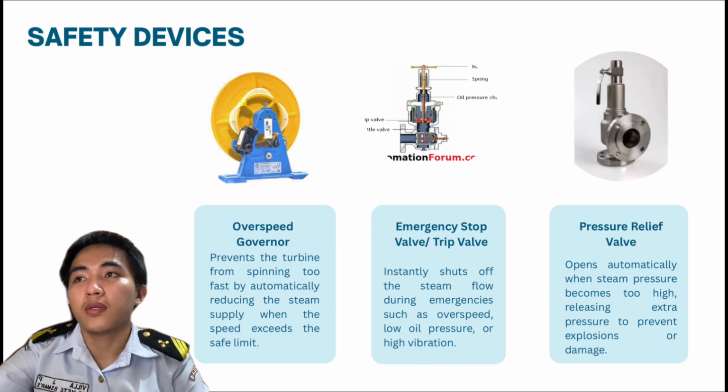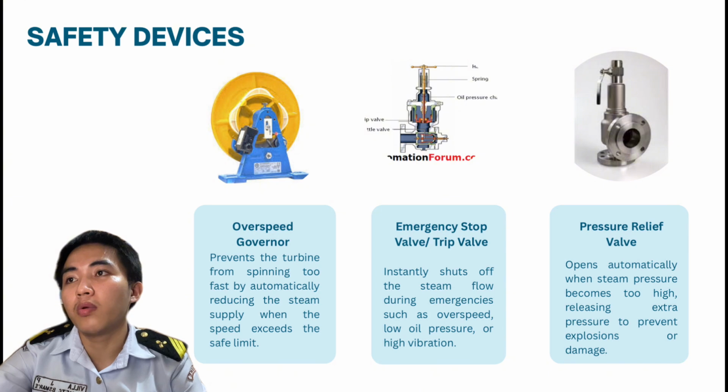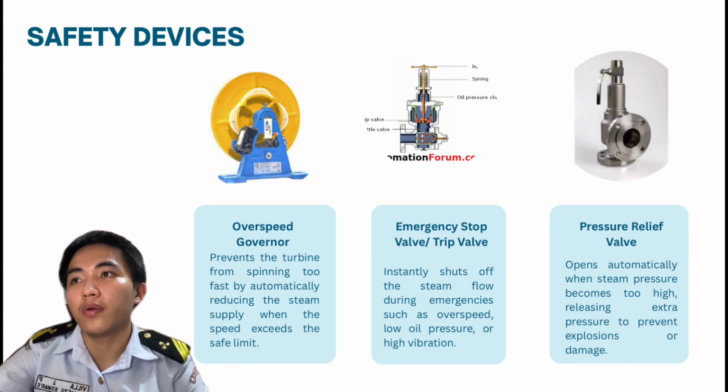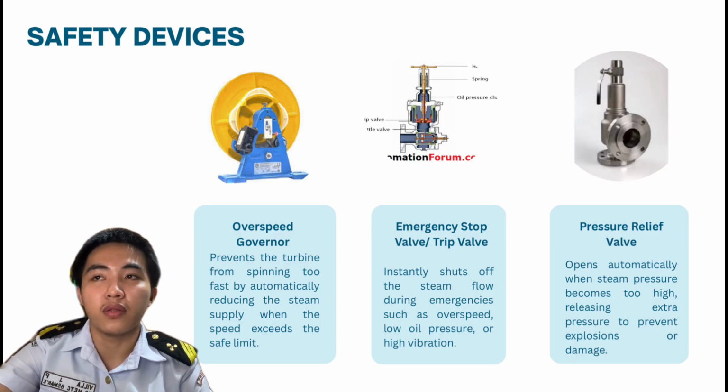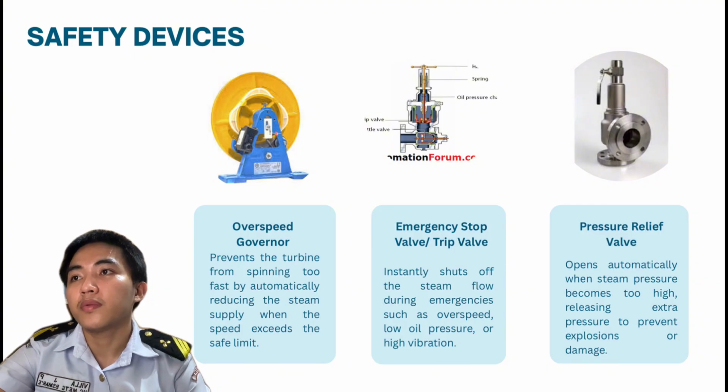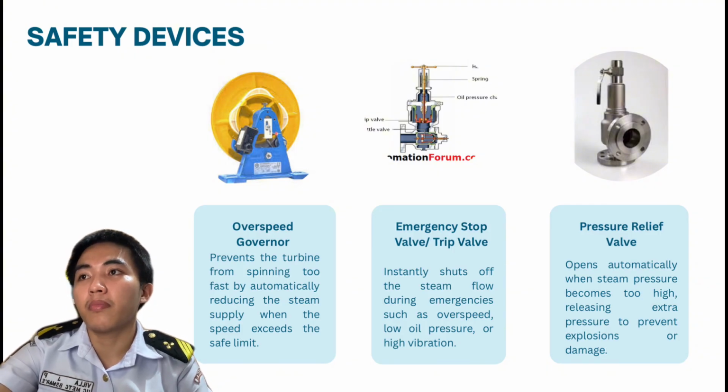Safety devices. Number 1, overspeed governor. What is an overspeed governor? It prevents the turbine from spinning too fast by automatically reducing the steam supply when the speed exceeds the safe limits. Number 2, emergency stop valve or trip valve. What is an emergency stop valve or trip valve?